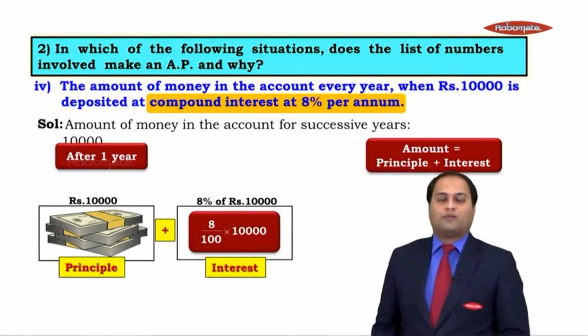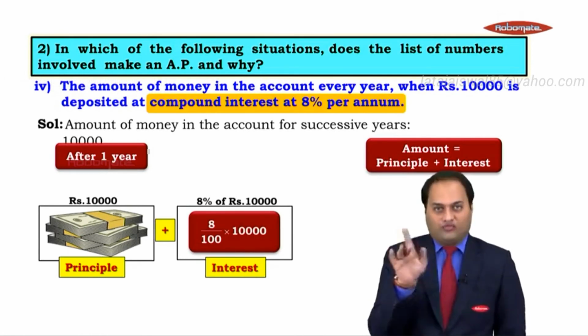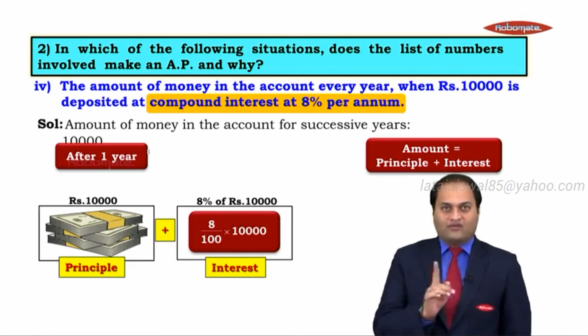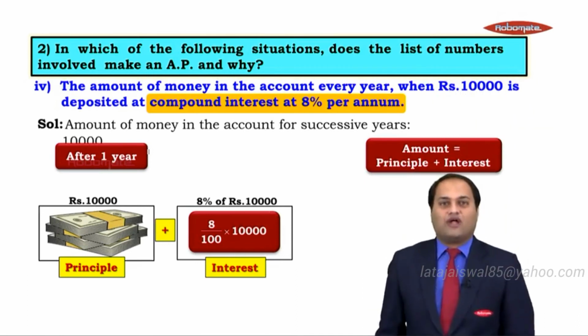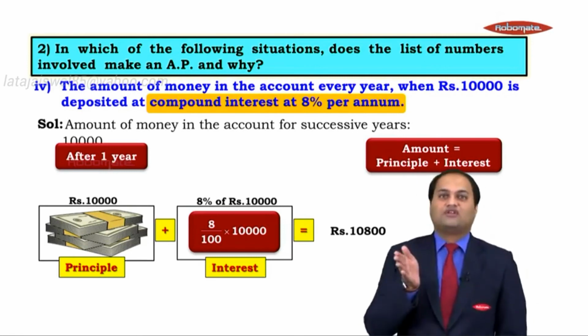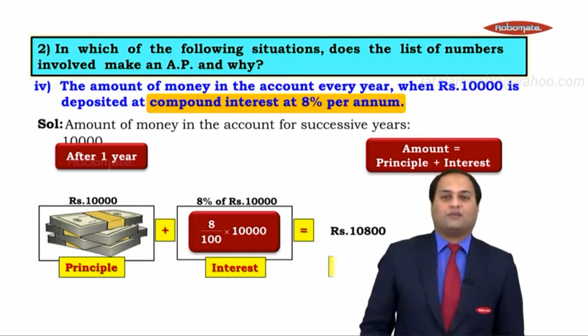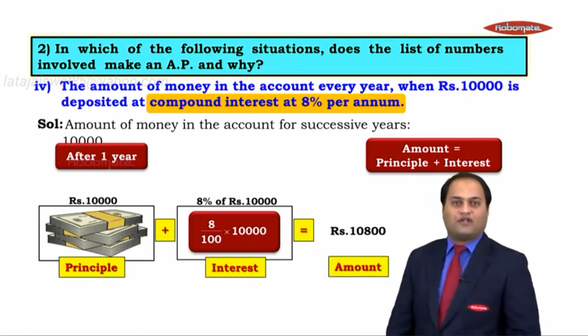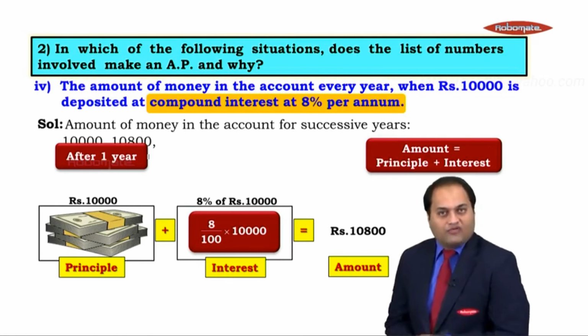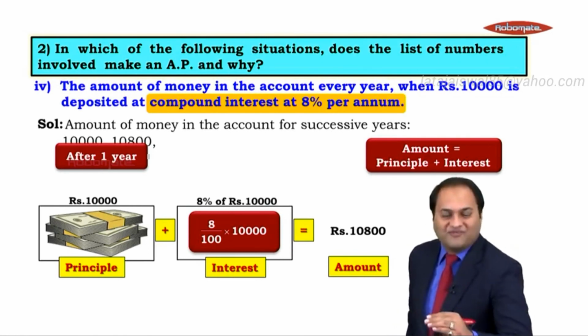So what do we get? We get 8 upon 100, that's 8%, into the principal, that is 10,000. The zeros cancel. The interest amount that we are getting is 800. So 10,000 plus 800, the next amount is 10,800. That becomes the next amount. Is this very, very clear? We are finding the list of amounts.